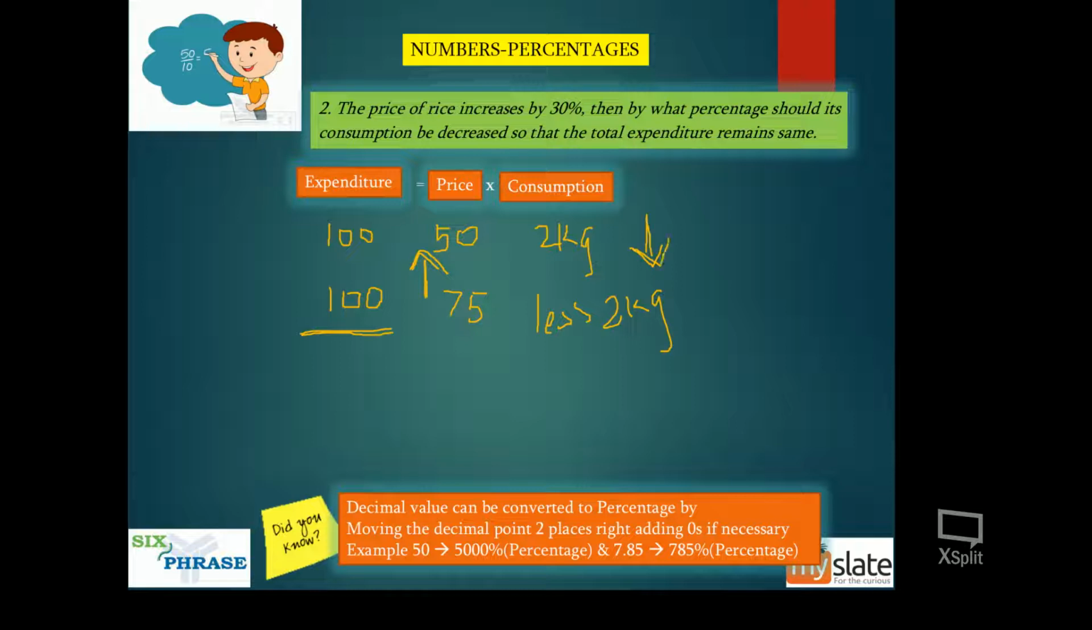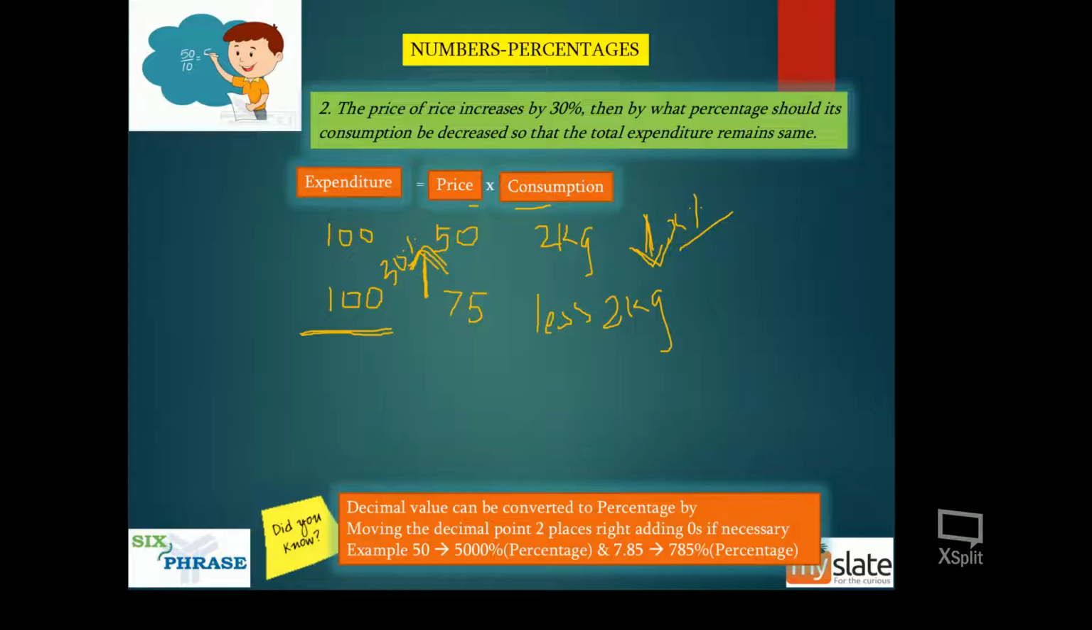This is what they are talking about in the question. Now the price increases by what percentage? The price increases by 30 percent. That is one data. You have to find by what percentage the consumption should decrease. So I'm writing it as X percent. Now, does this seem familiar? You have two things in a product and there is a percentage increase and percentage decrease applied to this product. Does this sound familiar?